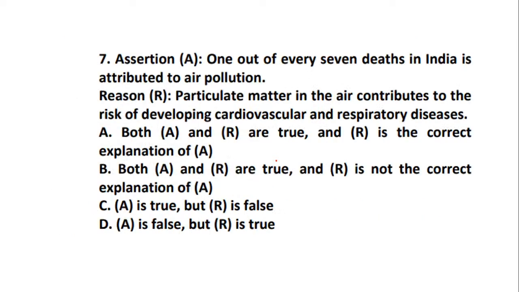I saw that. Now, assertion and reasoning questions, where we have to see the reason with respect to the assertion. So the assertion is: 1 out of every 7 deaths in India is attributed to air pollution. That is because of air pollution. The reason is: particulate material in the air contributes to the risk of developing cardiovascular and respiratory disease. So that is the reason they have connected it, the contribution which develops a risk for cardiovascular as well as respiratory disease.